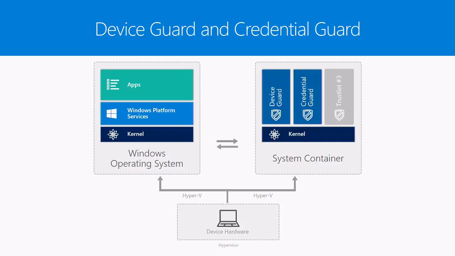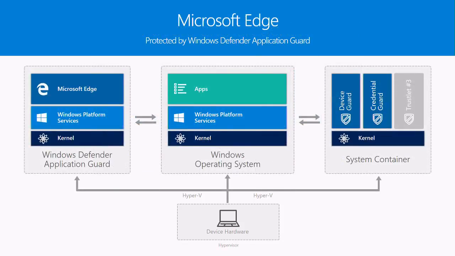But we're not stopping there. In 2017, we are bringing what we call Windows Defender Application Guard to market. Windows Defender Application Guard is taking the Edge browser and putting it into its own micro VM, into its own environment, based on the decisions that an administrator makes.